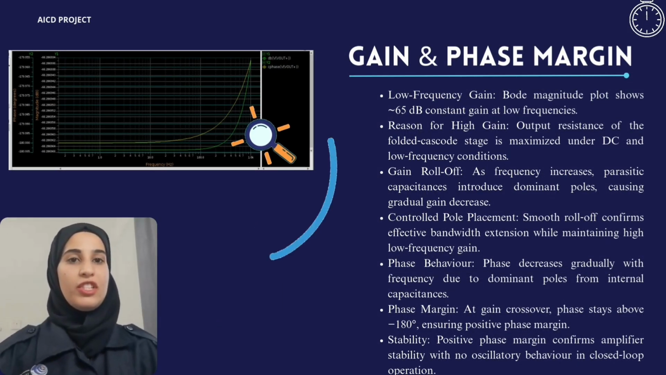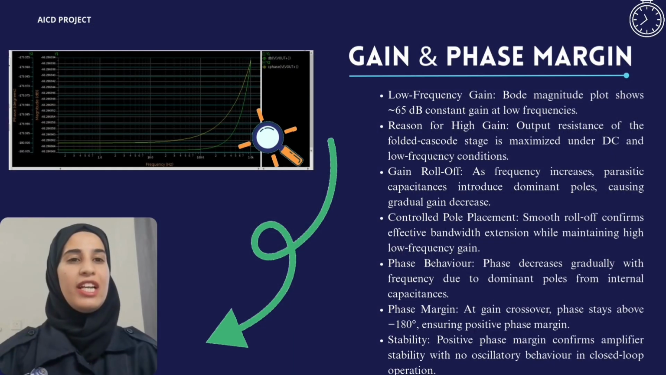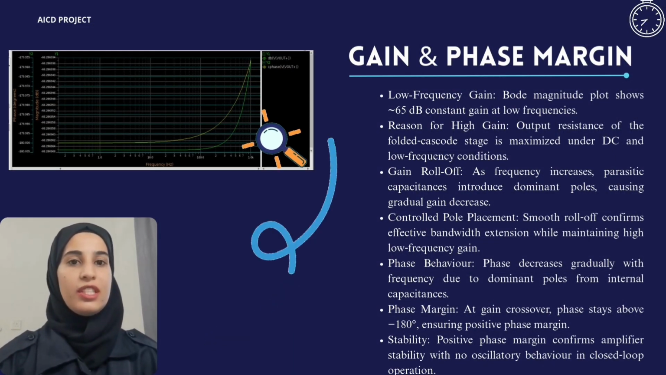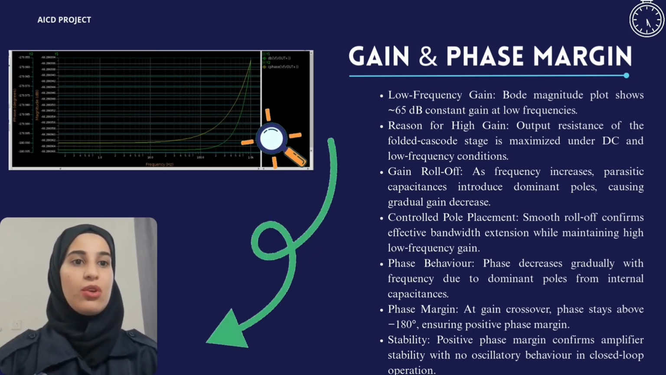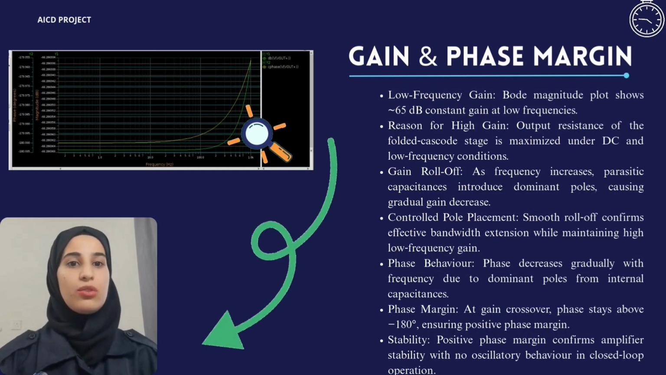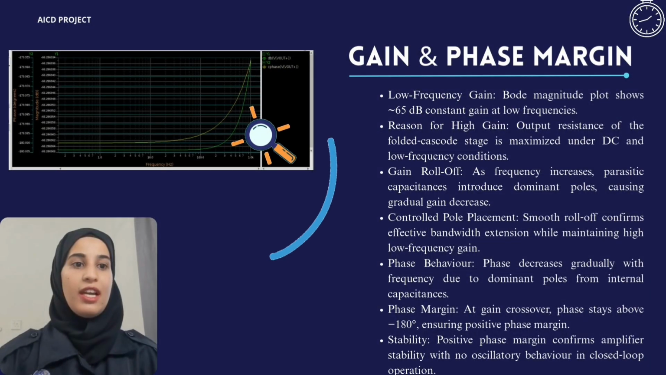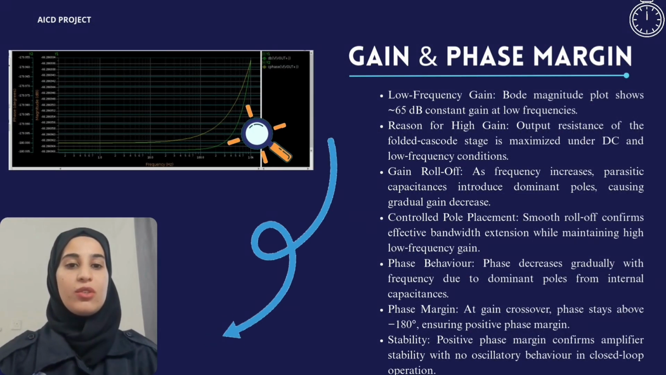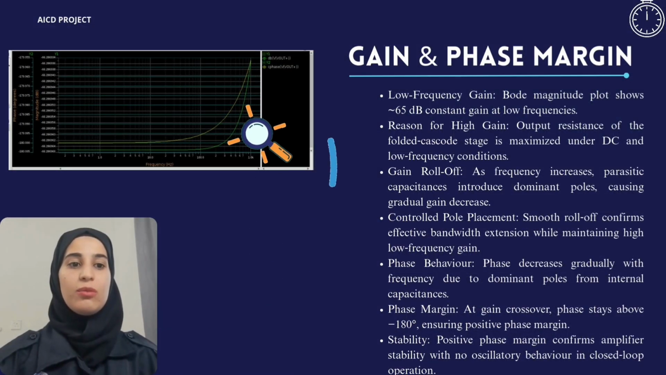So for the gain and phase margin, as we can see here, the pole magnitude plot shows a high and constant low frequency gain, nearly equal to 65 dB, due to the large output resistance of the folded cascade stage. As frequency increases, parasitic capacitances introduce dominant poles that cause a gradual gain roll-off, indicating controlled pole placement and extended bandwidth. The phase plot decreases smoothly and at the gain crossover frequency, the phase remains above 180 degrees, giving a positive phase margin. So this confirms that the amplifier is stable and unlikely to oscillate in closed-loop operation.